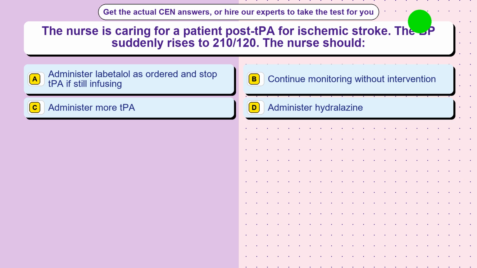Question 96. The nurse is caring for a patient post-TPA for ischemic stroke. The BP suddenly rises to 210/120. The nurse should Option A, administer labetalol as ordered and stop TPA if still infusing. Option B, continue monitoring without intervention. Option C, administer more TPA. Option D, administer hydralazine.